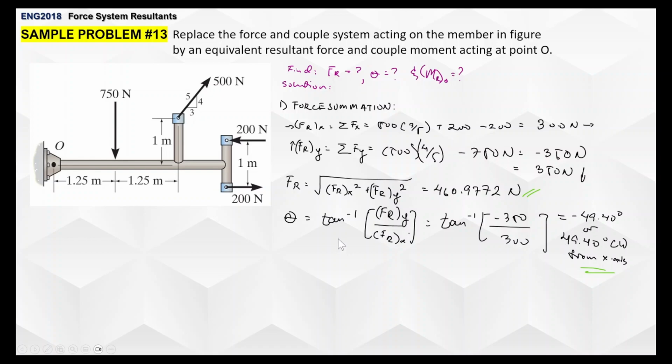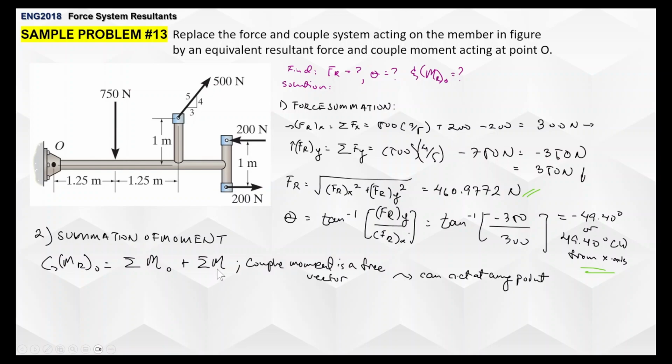Okay, and then since you already done this, all you have to do is just get the resultant moment. We have each of these forces producing a particular moment, so is this couple moment here, so we have to add that as well. Okay, the couple moment is a free vector and can act at any point. So meaning it can slide here, it could be here. So we just add it there.